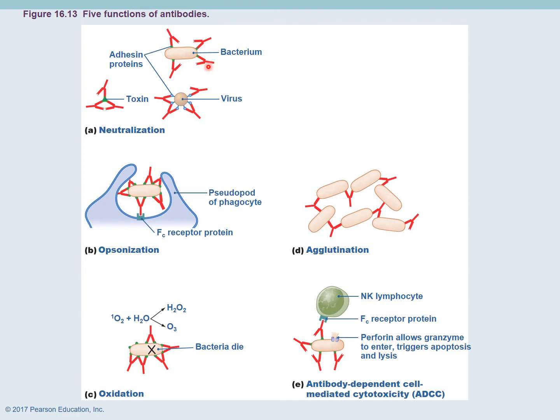Here the red is the antibody and the little green are the antigen, so you can see how the antibody is binding to the antigen. When you get a large complex like this, it's like putting up red neon flashing lights to say to the macrophages, here it is, come engulf it, eat it up, which is what is happening right here with opsonization. Agglutination, once again, is binding, clumping it together.